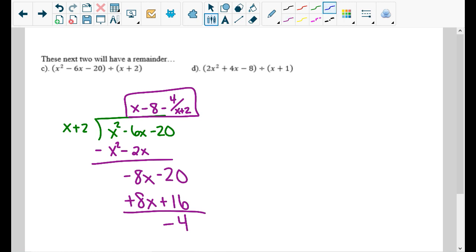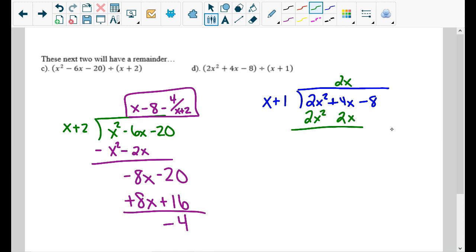So let's try one more time here. So we have x plus 1 on the outside, 2x squared plus 4x minus 8. So again, what do I need to multiply x by to get a 2x squared? So I need to multiply by a 2 and an x. So 2x times x, 2x squared. 2x times 1 is just 2x. So then we subtract. So 2x minus 2x is 0. 4x minus 2x is 2x.